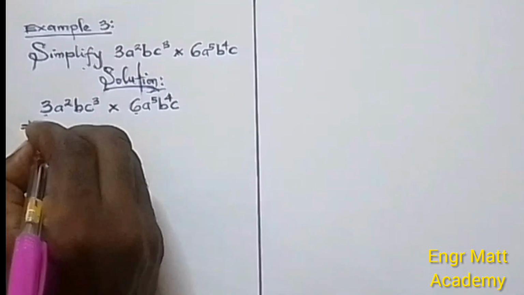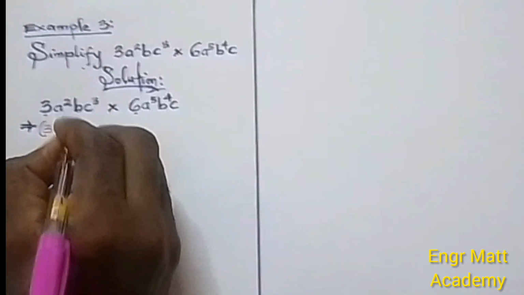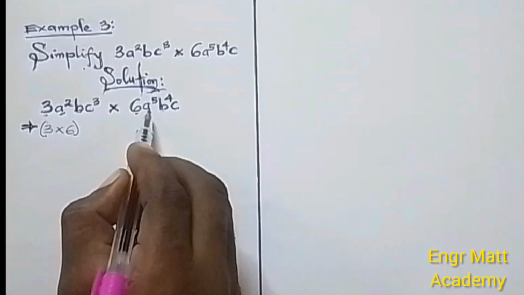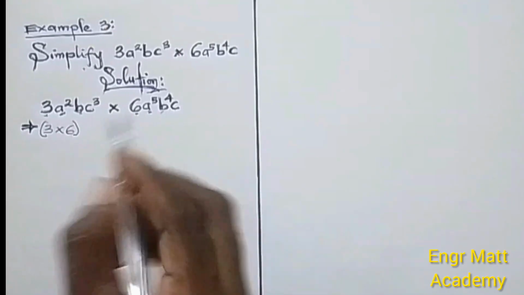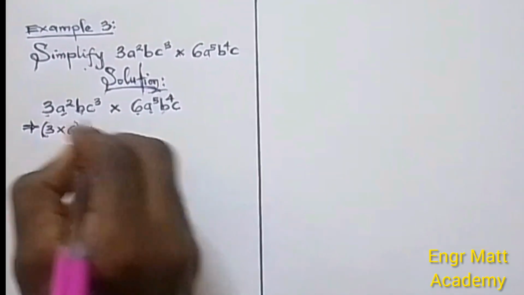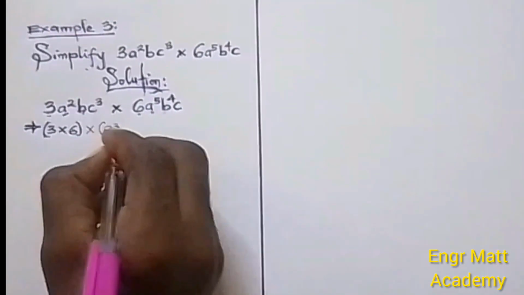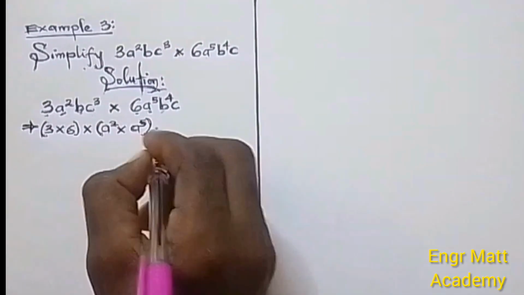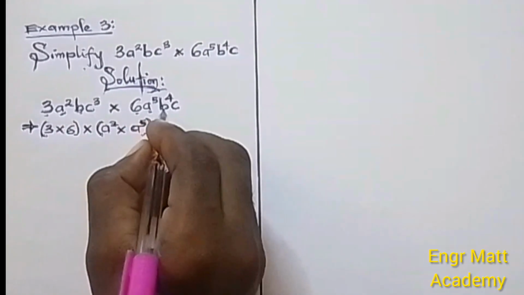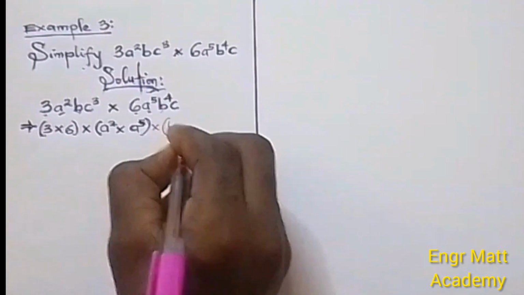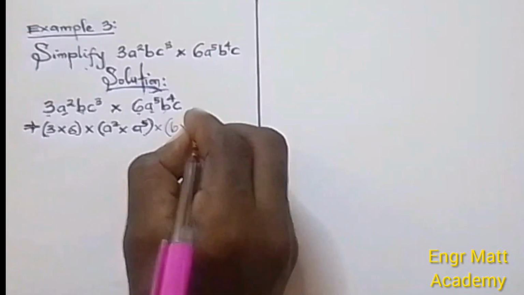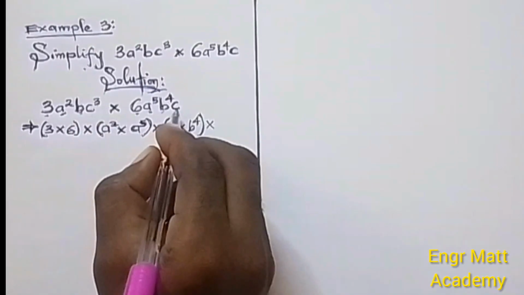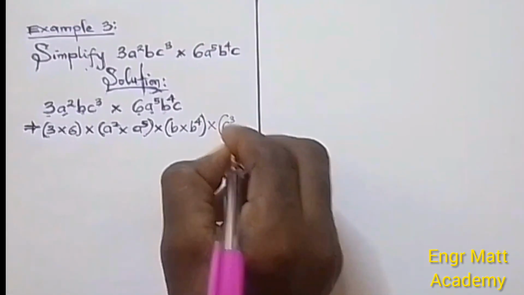So we say 3 times 6. Then we group the bases that are the same: a with a, b with b, and c with c. So we say times a squared times a to the power of 5, times b times b to the power of 4, times c to the power of 3 times c.